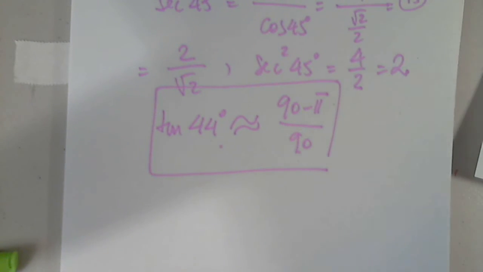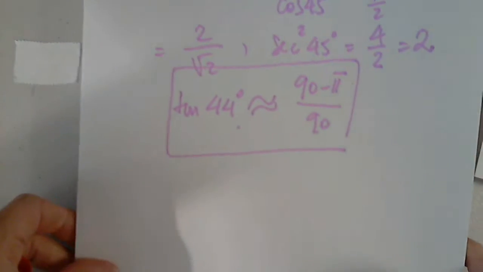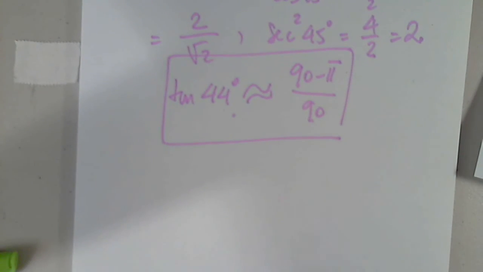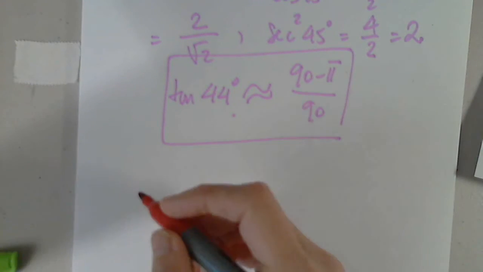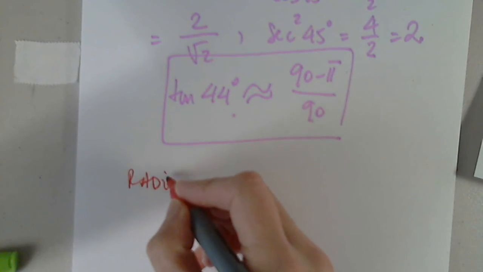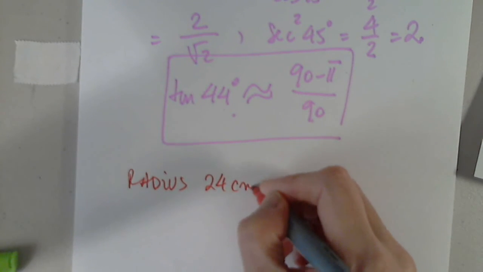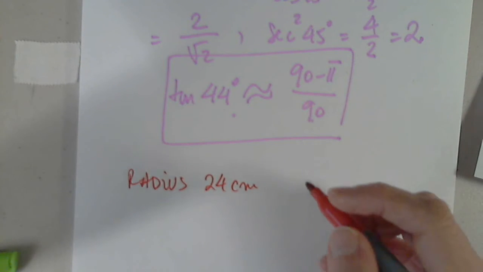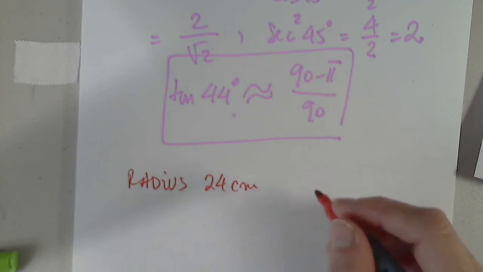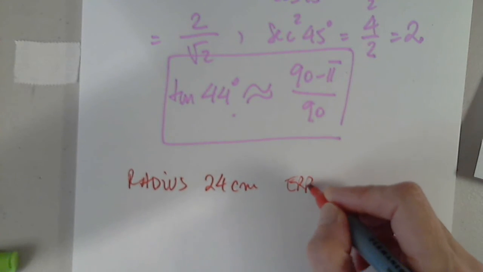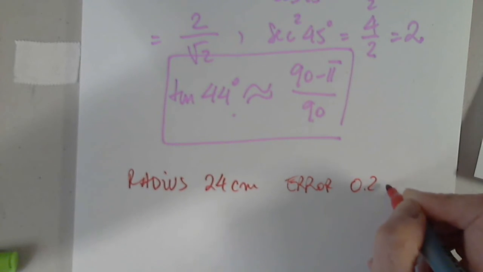And then I'll stop because I have 2 questions for you on the quiz, so I would like you to start working on it. So just one more problem and then I'll stop. Okay, the radius of a circular disc is given as 24 centimeters with a maximum error in measurement of 0.2 centimeters.